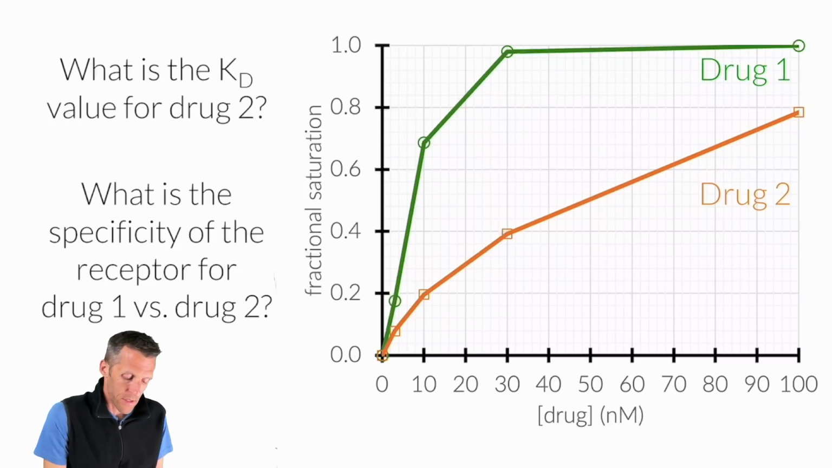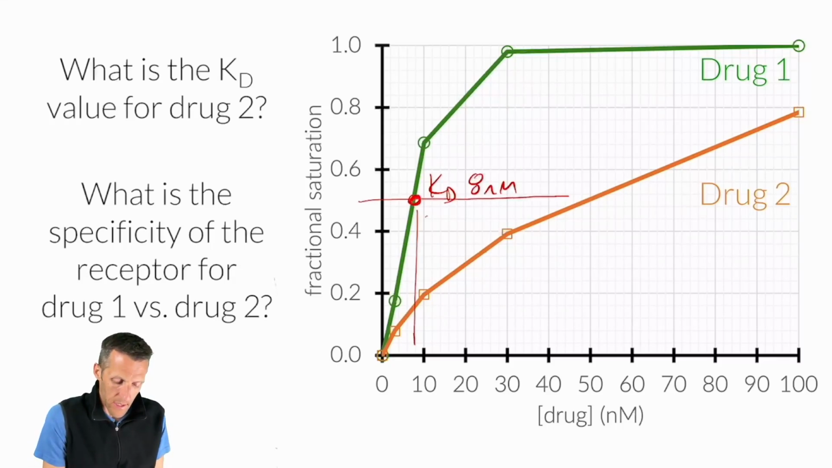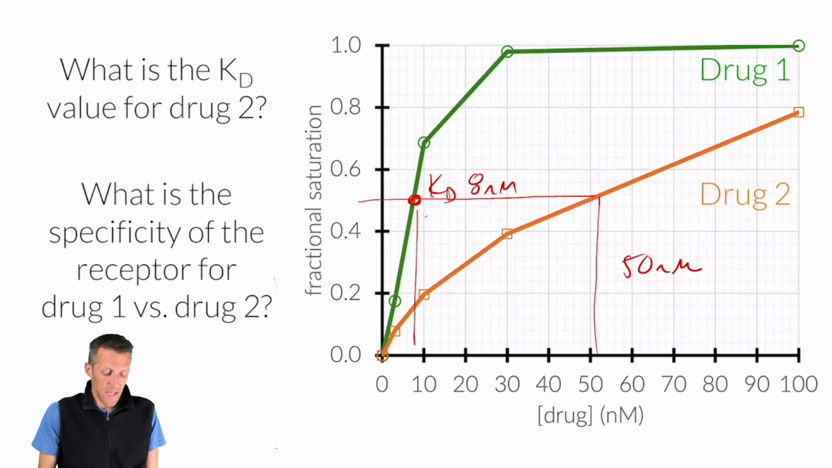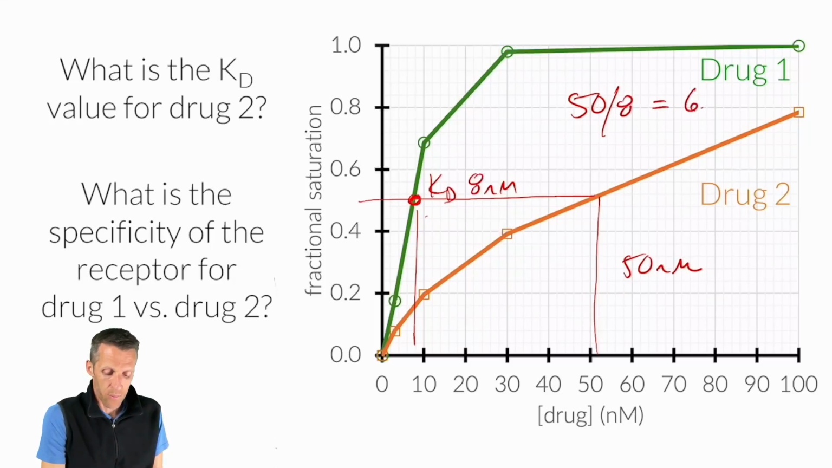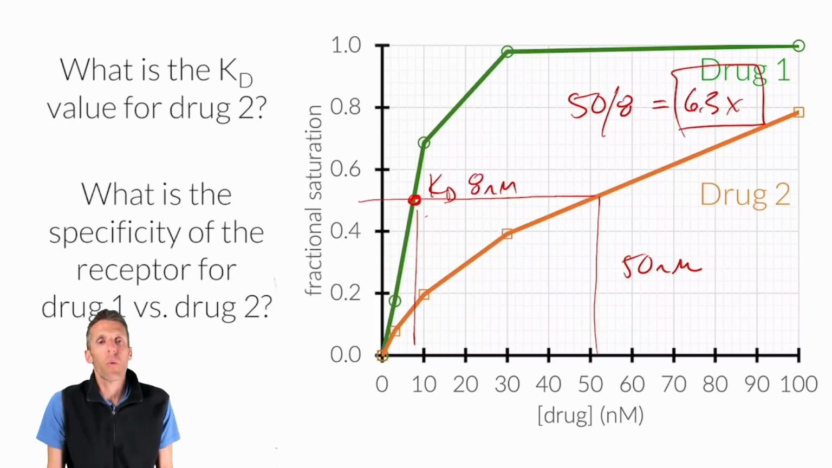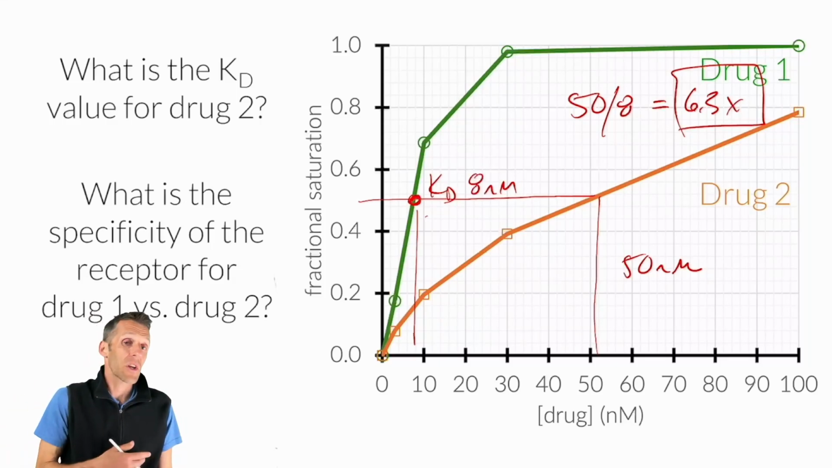Okay, we unpaused. So recall the KD for this one was 8 nanomolar. If we drop down, for this one it is, that was a terrible drawing, but it's about 50 nanomolar. And remember, the specificity is just going to be the ratio. So it's going to be 50 over 8, which is 6.3x. So there's a 6.3-fold preference for drug 1 over drug 2. So it's not nearly as crazy as, say, the estradiol versus testosterone, but there is a higher preference for drug 1 versus drug 2.